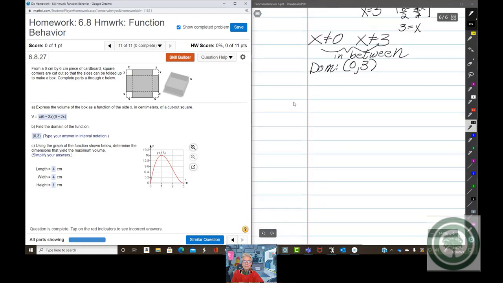All right, so max volume, 16 cubic centimeters. And the length of the square that gives us that maximum volume is if x equals 1 centimeter. That's how long it is.